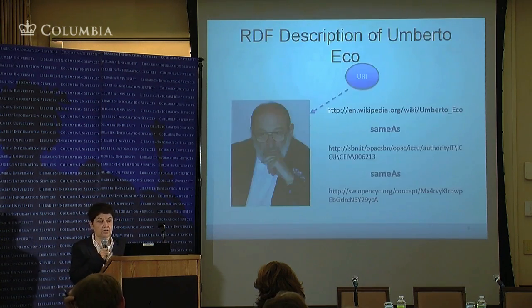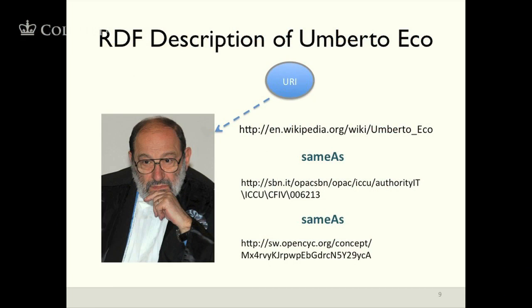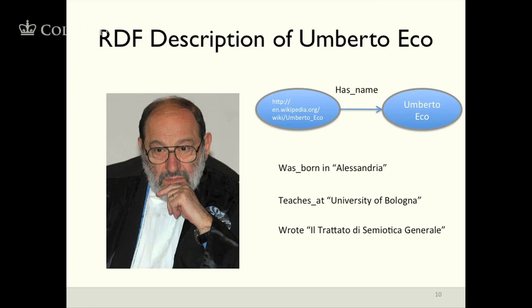So if we think of giving an RDF description of Umberto Eco, we need a URI to identify him. We can have many URIs, one from Wikipedia, another one from the Library of Congress. They can be reconciled. And then we can, at this point, say a number of things about Umberto Eco. We can say that he is named Umberto Eco. He was born in Alexandria. He still teaches at the University of Bologna, and he wrote il Trattato di Semiotica Generale.